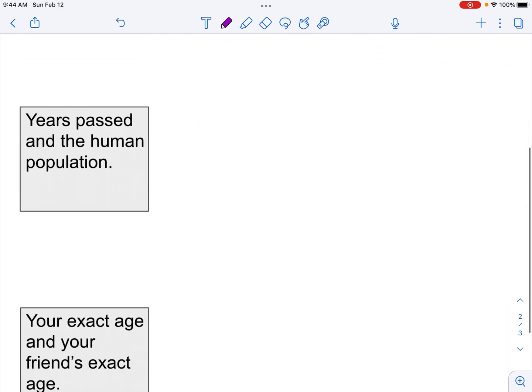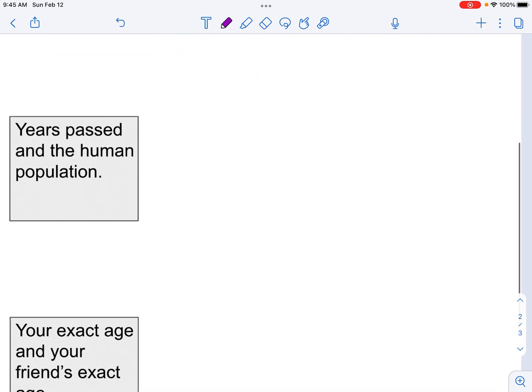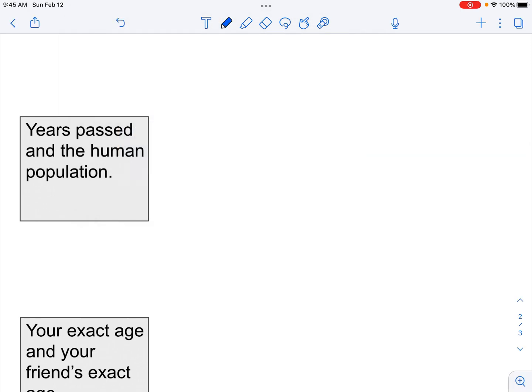Okay? Here's another example. Years passed and the human population. Let's think about our little trick. If one thing doubles, the other thing also doubles. Let's assume the year is 2023. Now let's think ahead to 2024. And let's say the human population is currently, I think it's around 8 billion. 1 year has passed. Well, now let's look ahead at 2025. This is 2 years.